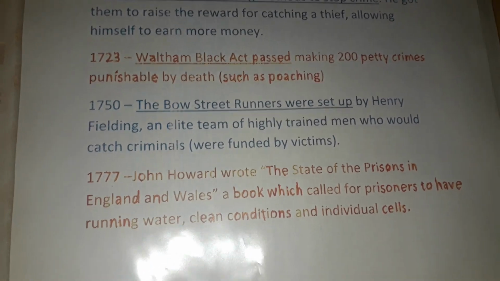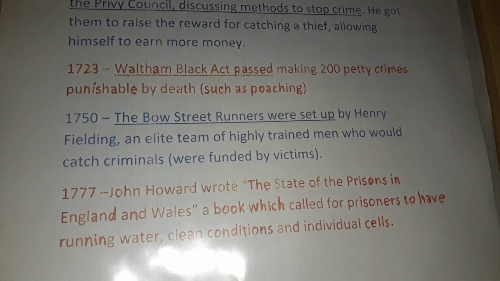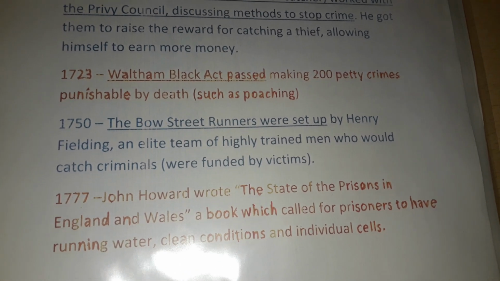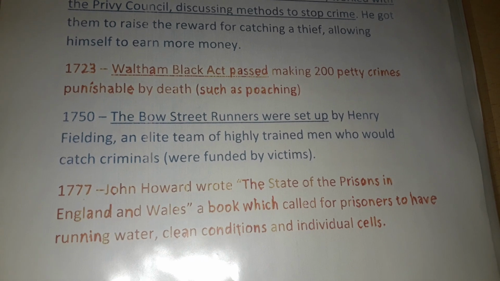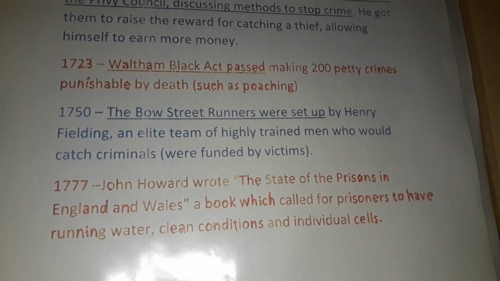In 1777, John Howard wrote The State of the Prisons in England and Wales, which is a book that called for prisoners to have running water, clean conditions, and individual cells.